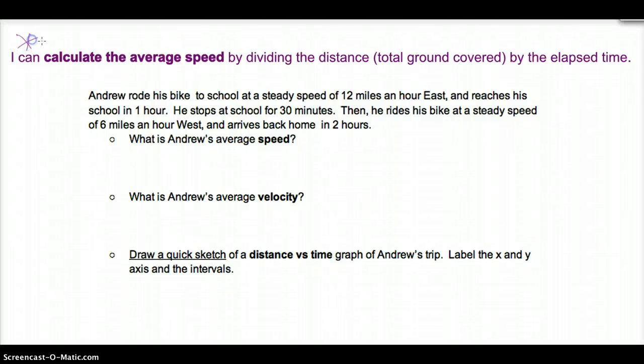All right, this I can statement says I can calculate the average speed by dividing the distance, or total ground covered, by the elapsed time. Let's take a look at an example here.